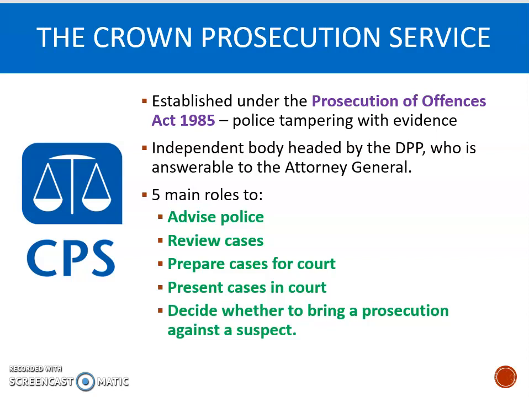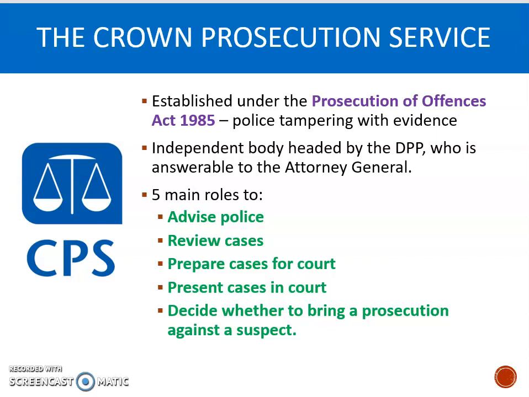From 1829 onwards, police forces were formed and they began to take on the burden of bringing prosecutions against suspected criminals. But as you can imagine, problems started to develop because the police were not only investigating the crimes, but they were also prosecuting them as well. And there were lots of concerns that police were tampering with evidence. And eventually, this led to the creation of an independent prosecution body, or the CPS.